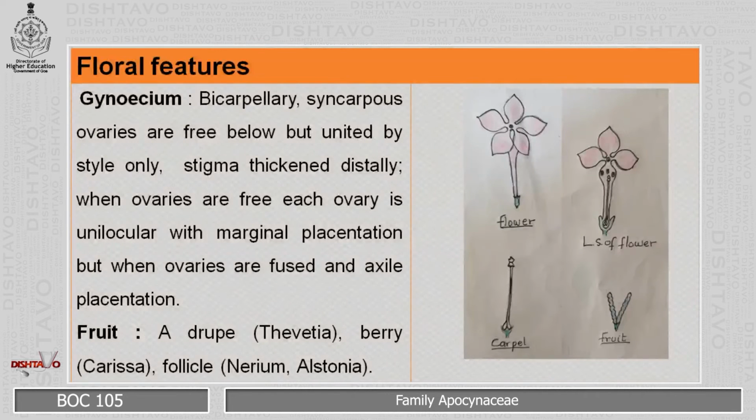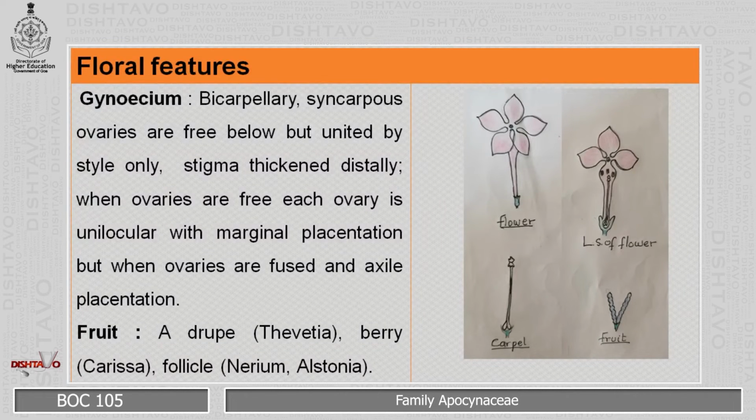Now, what is axile placentation? In the arrangement of the ovules, you will find in the center there is a placenta surrounded by ovules. When you cut it in a section, you can see it very well as axile placentation. Then the fruit is a drupe in case of Thevetia, it's a berry in case of Carissa. Now, Carissa carandas is a common plant in Goa.